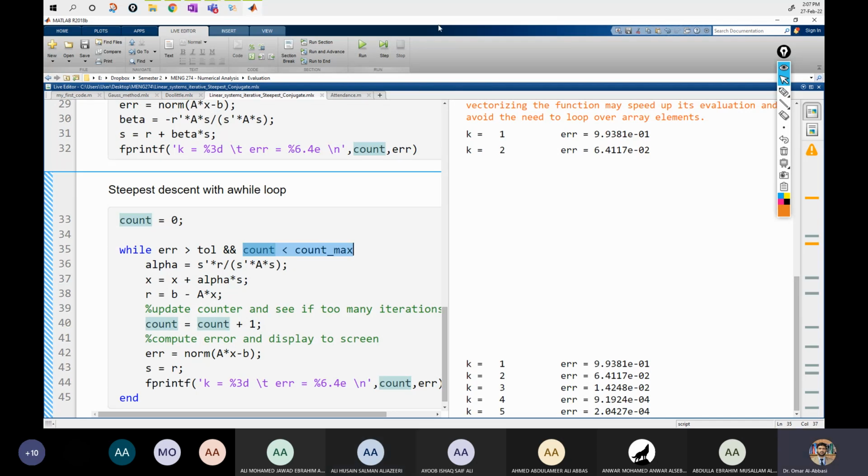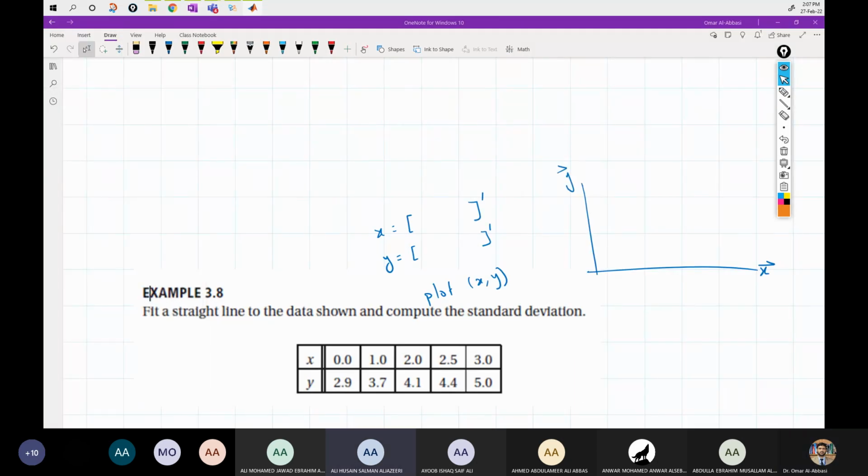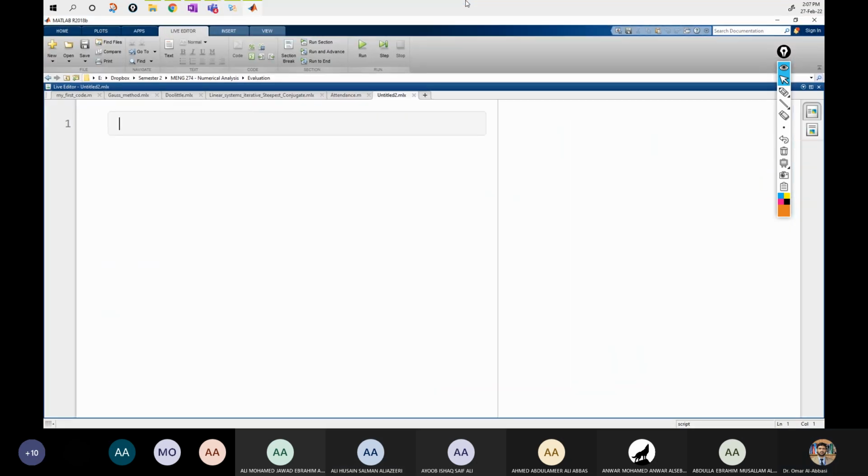Doctor, now, is the standard deviation the same meaning as second moment of inertia or second moment of area? No, I'm not sure if that is correct. I don't think so.